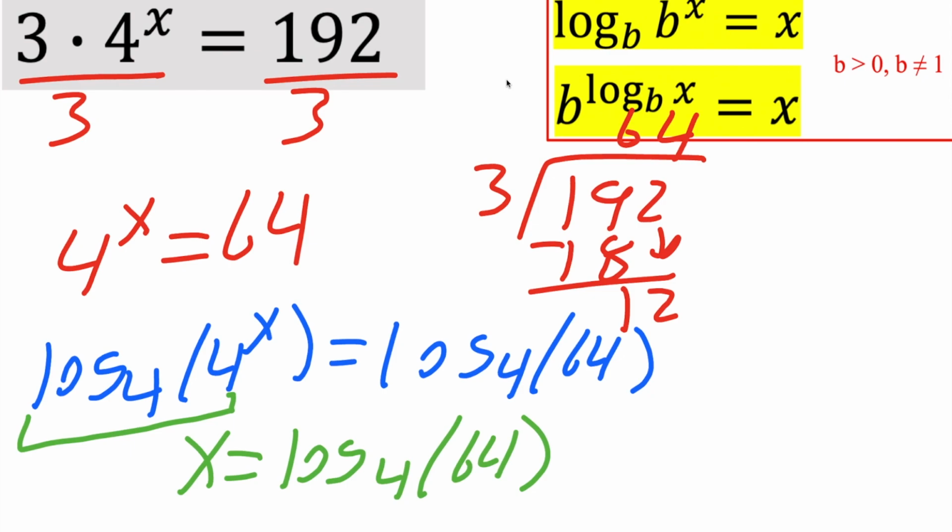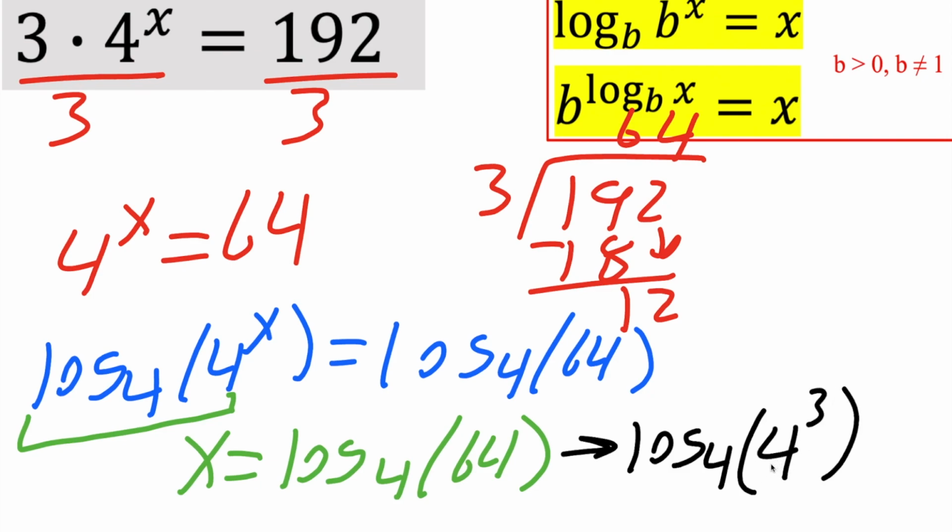Now we're not done yet. We can actually modify this to get a form similar to this. I'll show you what I mean. We can change it to log base 4 of, instead of 64, 4 raised to 3, because 4 times 4 is 16, and 16 times 4 is 64. And we might notice something special: log base b of b raised to x, this whole piece gets canceled, and you just get the exponent. So x is equal to 3. Our final answer is x is equal to 3.